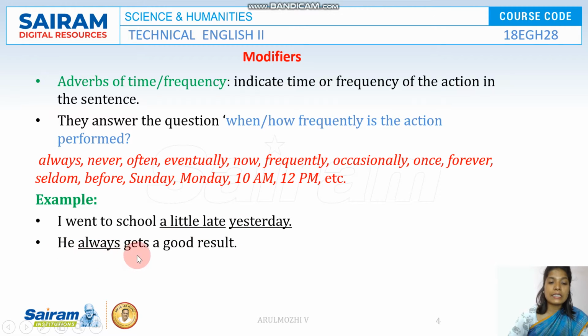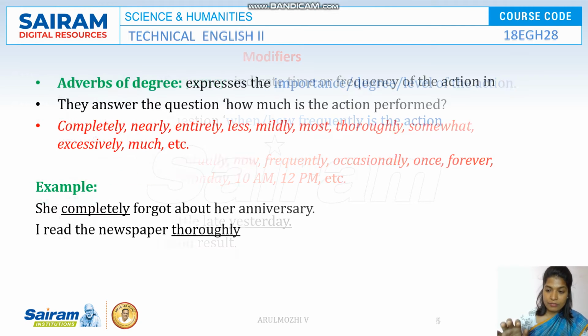Then, he always gets a good result. Here, gets is a verb. Always tells the frequency of the action gets. So it is adverb of time.